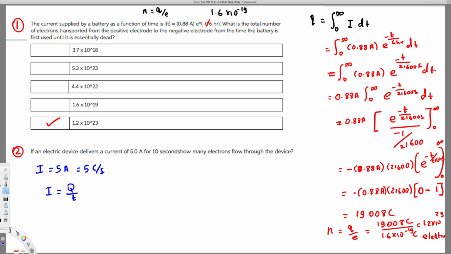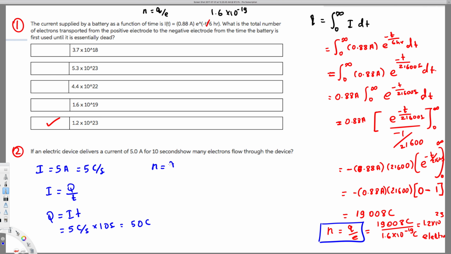From this, we can find the charge, and we already know N is equal to Q over e. So if we find the charge, we can use it in this equation and find the answer. Let's find the charge first. Q is equal to I t, so 5 coulomb per second times 10 seconds gives us 50 coulomb.